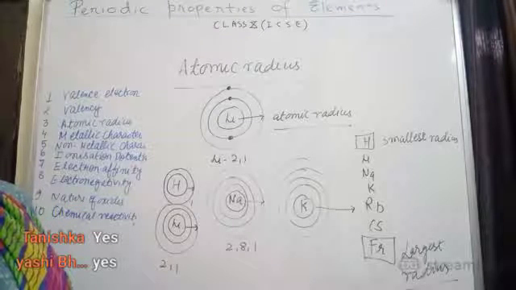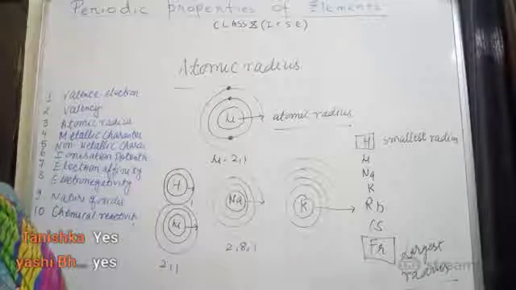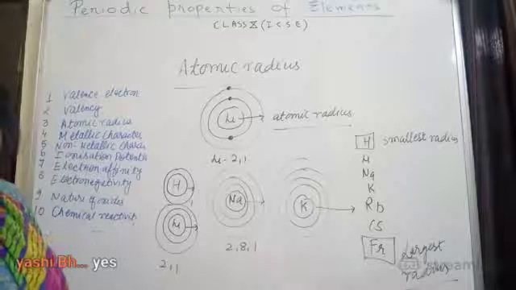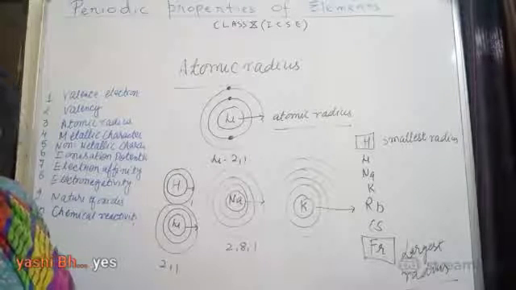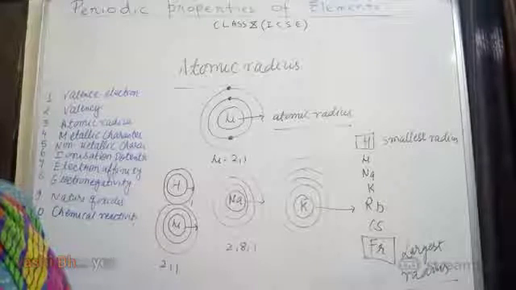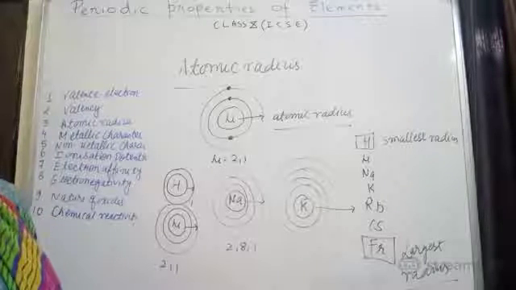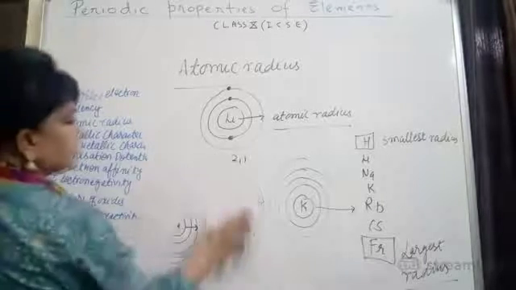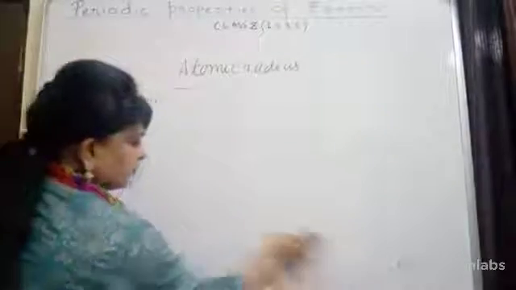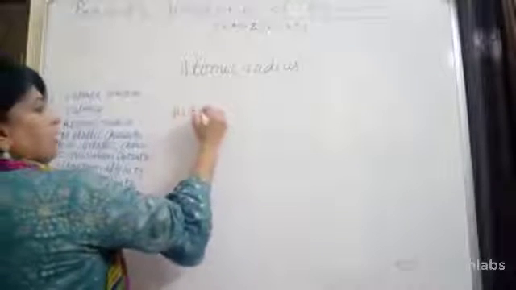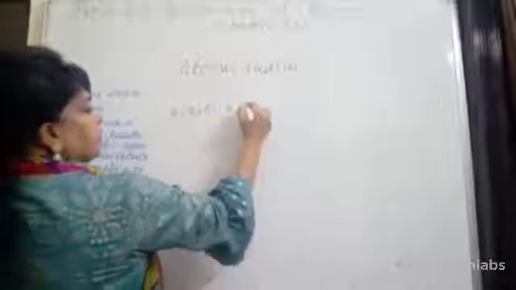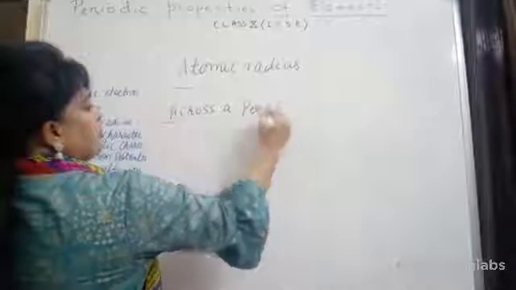So we have learned about how atomic radius increases down a group. Now we will discuss what will happen to atomic radius when you move across a period. Everybody must have understood the trend down a group nicely. Now we will discuss this across a period, and observe the trend of atomic radius.